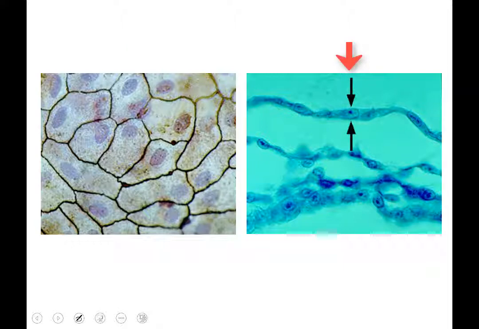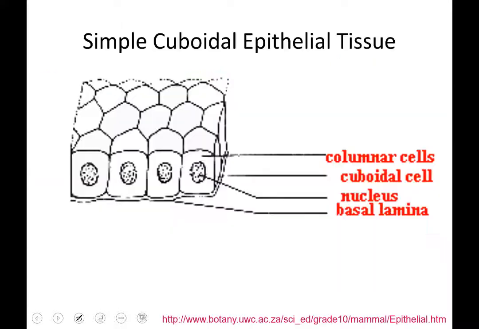So this is an air sac in the lungs, and this would be, say, looking down at the top of your cheek cells or the top of your skin. So your skin is actually stratified squamous. It's like a giant stack of pancakes, but you're just looking at the top layer. This is one layer, but you're looking at it from the side. So that's simple squamous epithelial tissue.